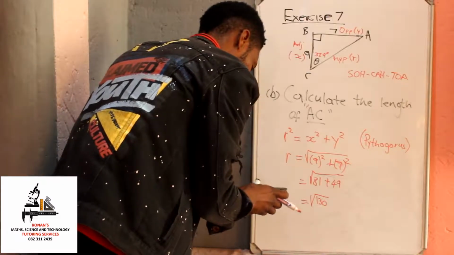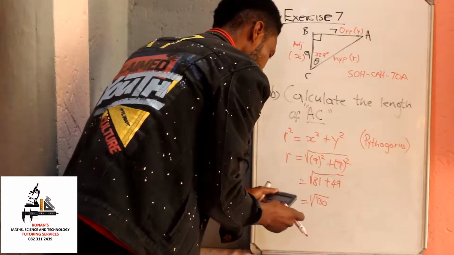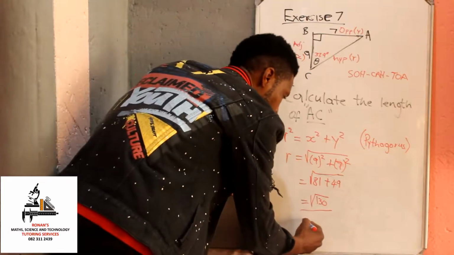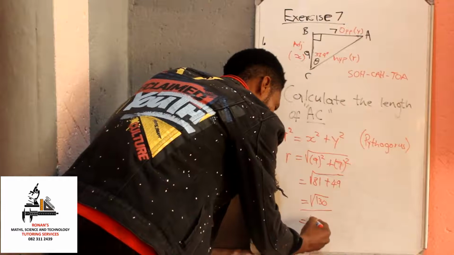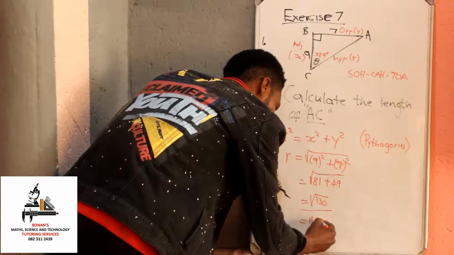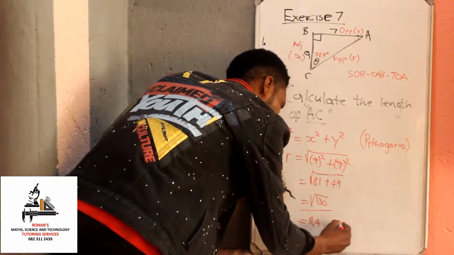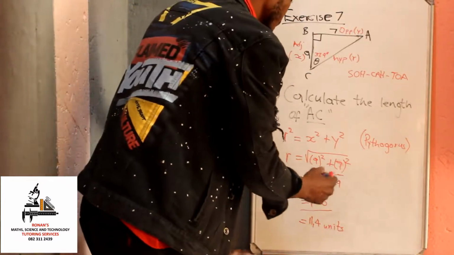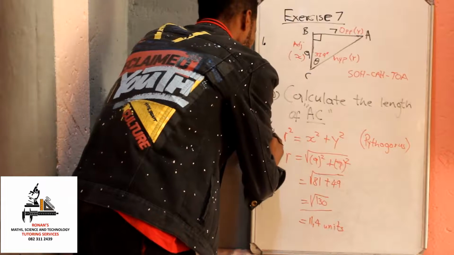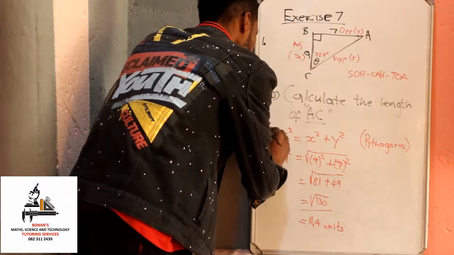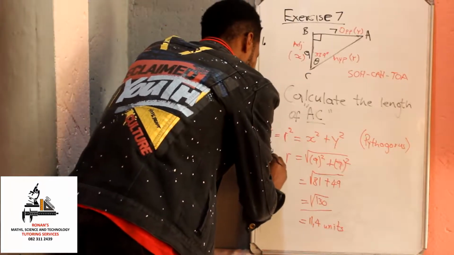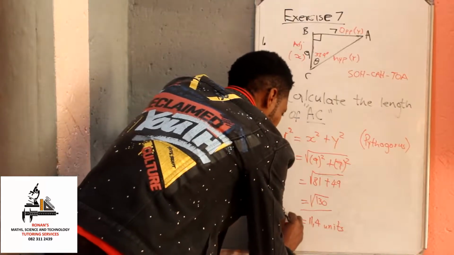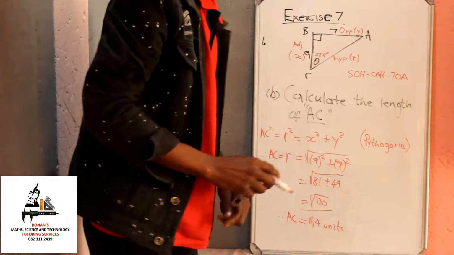The square root of 130, you can leave it as that, or you can write it out as a decimal number. That would be 11.4 units. So that would be the length of AC. AC squared will be equal to that, and therefore AC will be equal to R, and therefore AC is equal to 11.4 units.